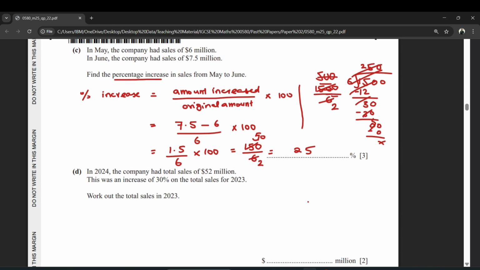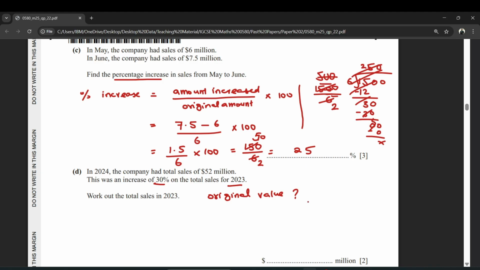All right. In 2024, the company had total sales of $52 million. This was an increase of 30% on the total sales for 2023. Work out the total sales in 2023. Okay, so basically here what you have to do is you need to work out what was the original value. Okay, that is what's required.